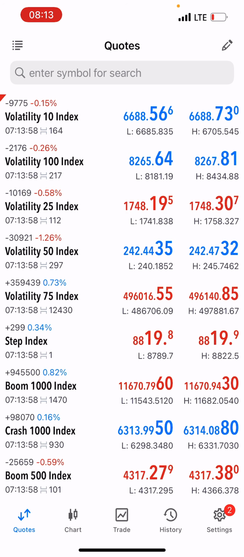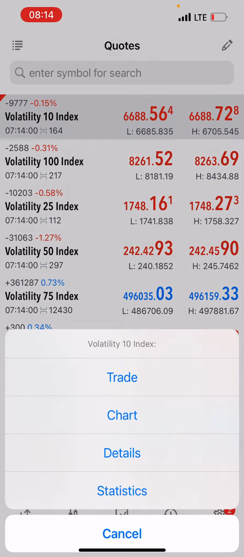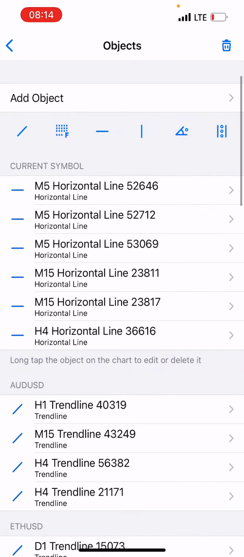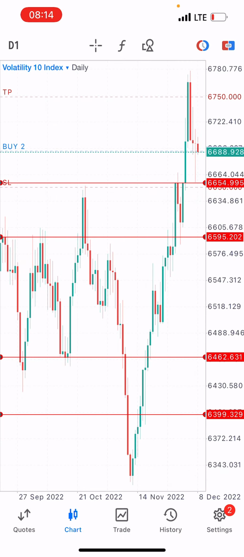So without wasting time, let me get started. Let's use the Volatility 10 index. Even if you don't know how to trade before, if you follow this, guys, you're going to make money. Trading doesn't need to be hard. Just this simple, you're going to make money from it. Okay, I want to start. I'm going to use just two indicators. That's all you need for this trade.